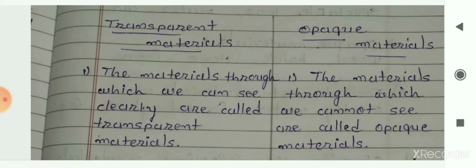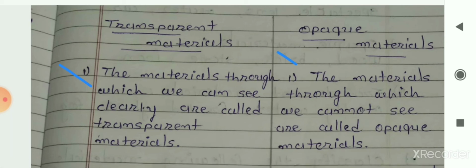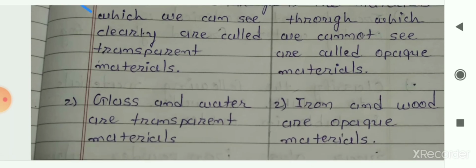In transparent materials, the materials through which we can see clearly are called transparent materials. In the opaque materials, the materials through which we cannot see are known as the opaque materials. The next difference between these two is their example.